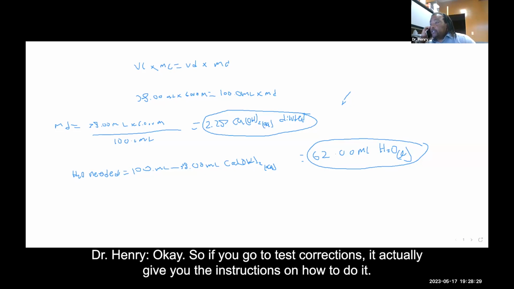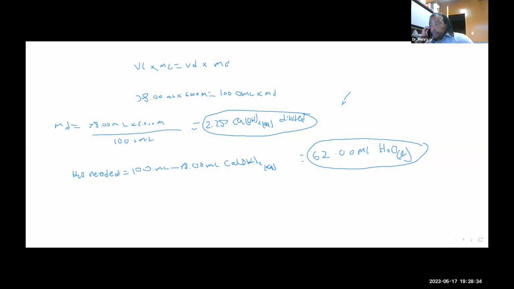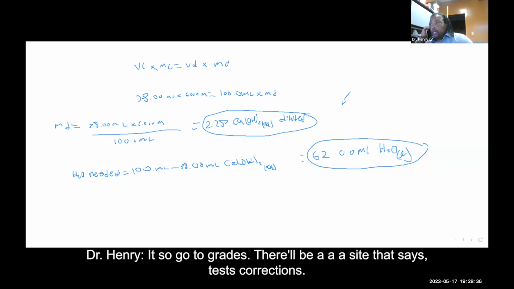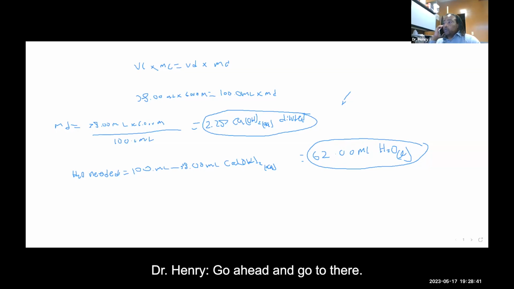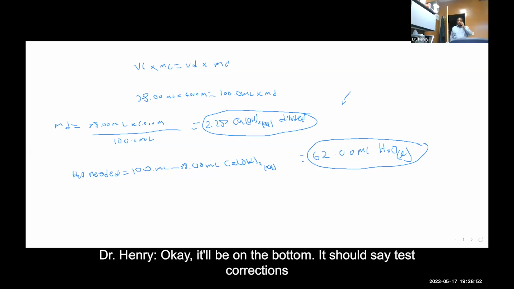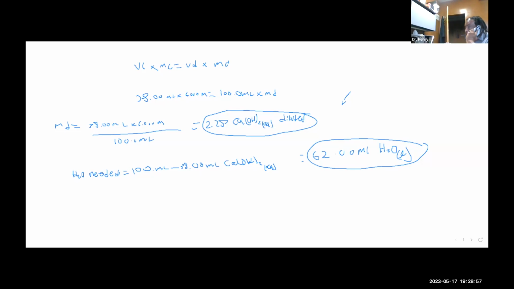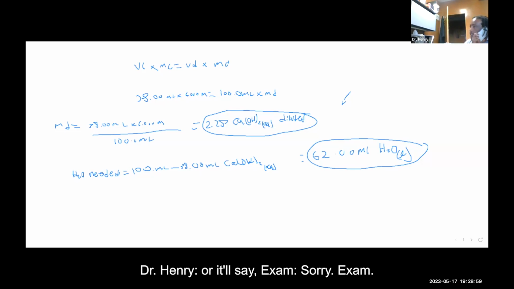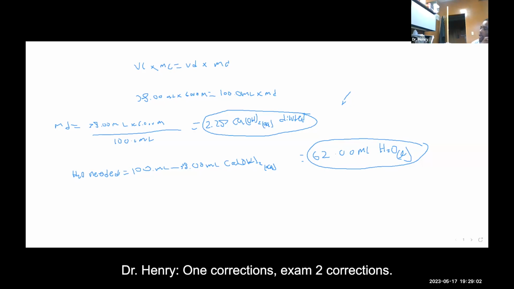Okay, so if you go to test corrections, it actually gives you the instructions on how to do it. So go to grades. There'll be a site that says test corrections. Go ahead and go to there. Okay, it'll be on the bottom. It should say test corrections, or it'll say exam 1 corrections, exam 2 corrections.